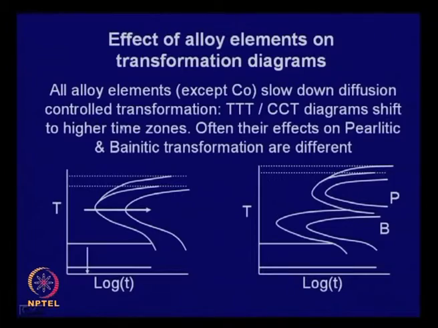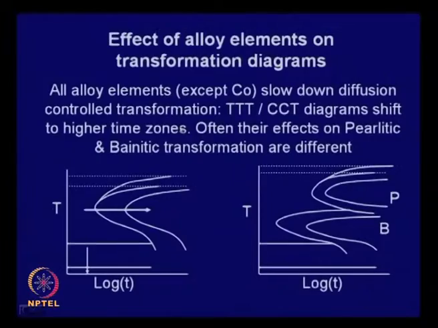All alloy elements slow down this diffusion-controlled transformation. If we look at this TTT diagram, it is shifting to the right side. The Ms temperature and Mf temperature go down. So that means there is a chance of having a greater amount of retained austenite in alloy steels.